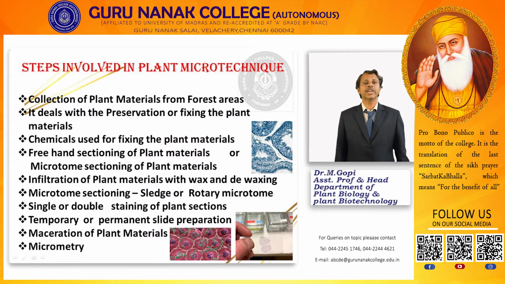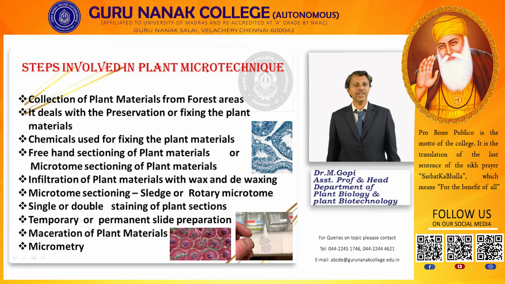What are the various steps involved in plant microtechnique? The first is the exploration and collection of plant material from different forest areas, followed by preservation. Preservation is called fixation of the plant material. The chemical ideally used for fixing plant materials is usually FAA, formalin acetic acid alcohol. Then comes the freehand sectioning of the plant material or microtome sectioning. The first is freehand section; the second uses an instrument called a microtome.